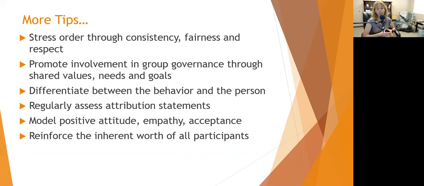We want to regularly assess attribution statements, making sure that we're not making global attributions. Model positive attitudes, empathy, and acceptance. Reinforce the inherent worth of all participants. Even if they disagree with you or disagree with the premise of the group, we do want to reinforce their worth as people, and then maybe provide constructive feedback about behaviors if they're being disruptive or something.